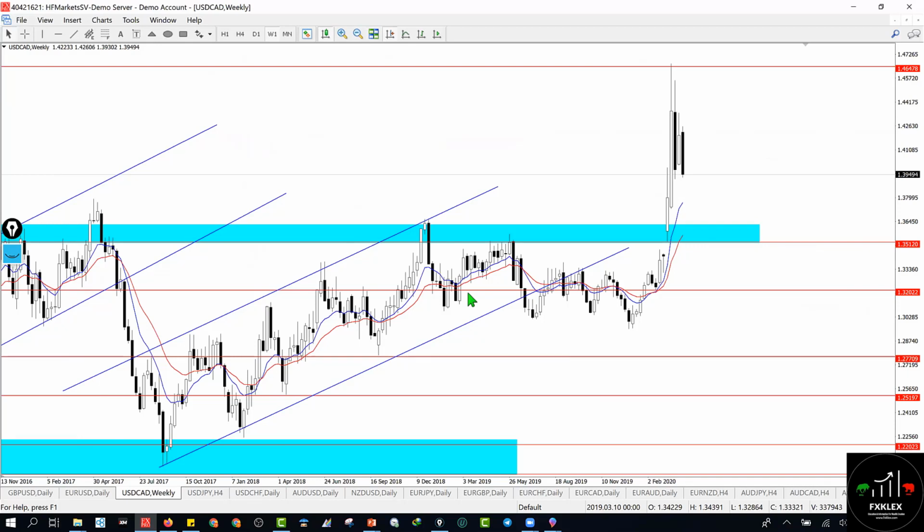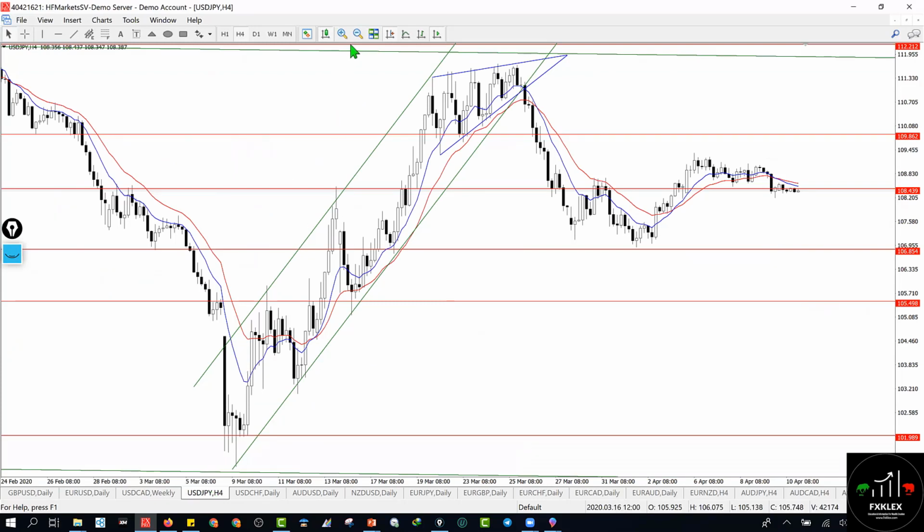So now let's go through more examples. Here is a chart right here on the USD Japanese yen 4 hour. Right now, I want to connect all these swings right here, and all these swings up right here. I can use my trend line. I'm drawing it on the 4 hour time frame.